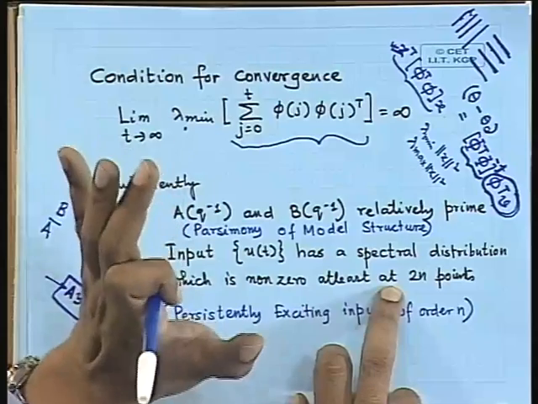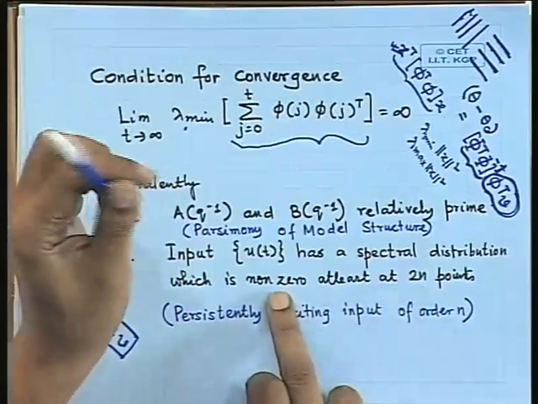So basically this means that it should at least have n sine waves. If the order of A is n, if it is an n-dimensional nth order polynomial, then the input that you are exciting the system with must have at least n sinusoids of sufficient power.